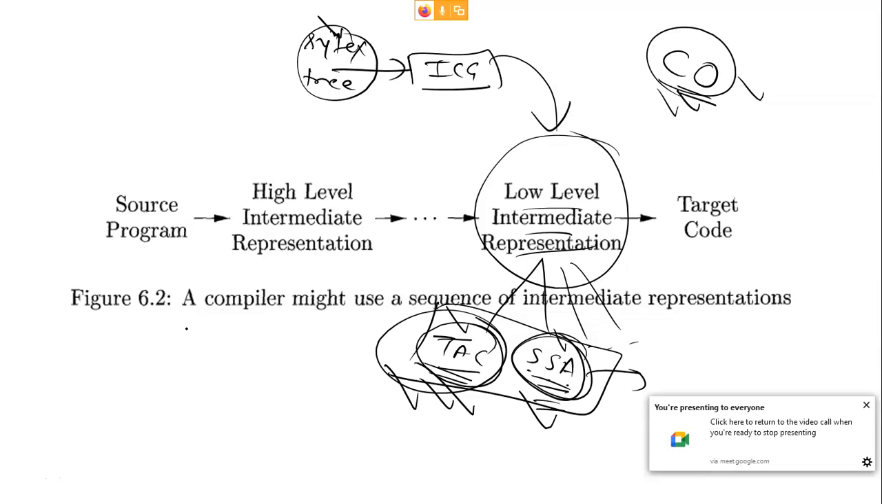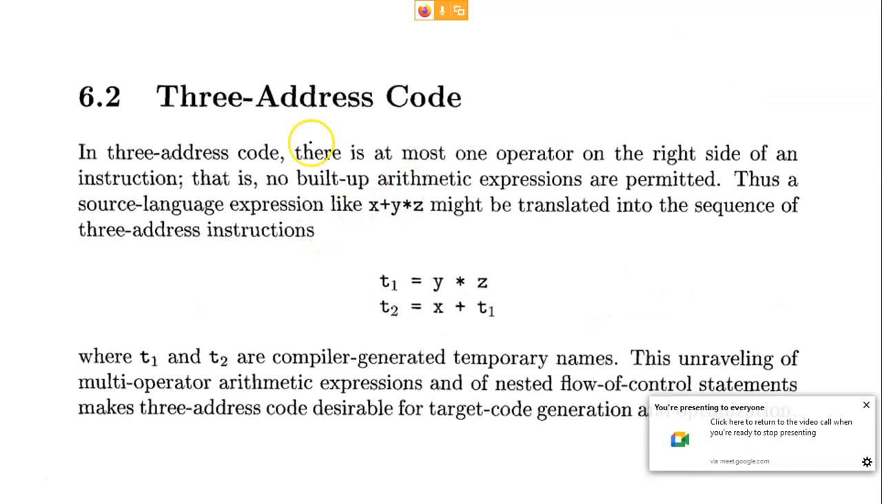Okay, so kindly focus on this topic, because the main focus is going to be on the compiler optimization phase, all the newly added topics in the GATE syllabus. This year they have added some topics. Now let's see what this three address code is.